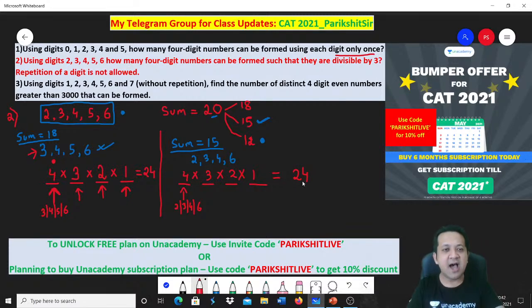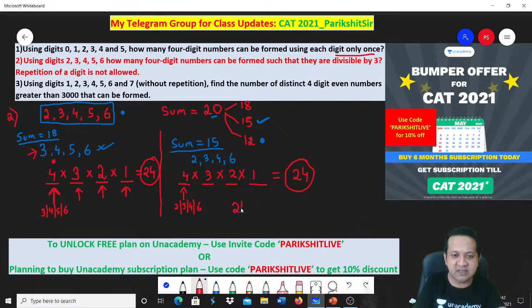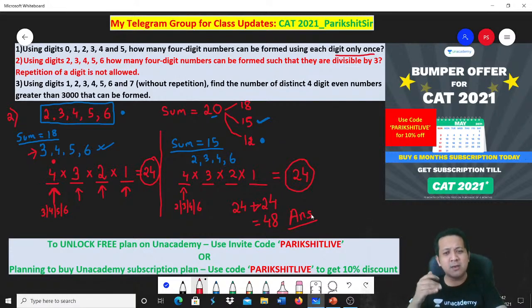What's your answer? The answer is either scenario 1 or scenario 2. So how many such numbers exist? 24 plus 24, the answer is 48. I hope you follow this. A pretty simple one, provided your concepts are clear.